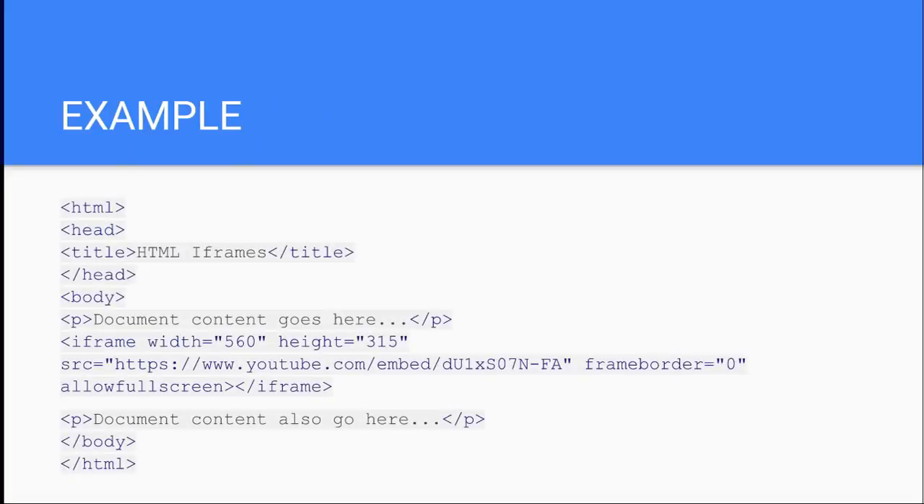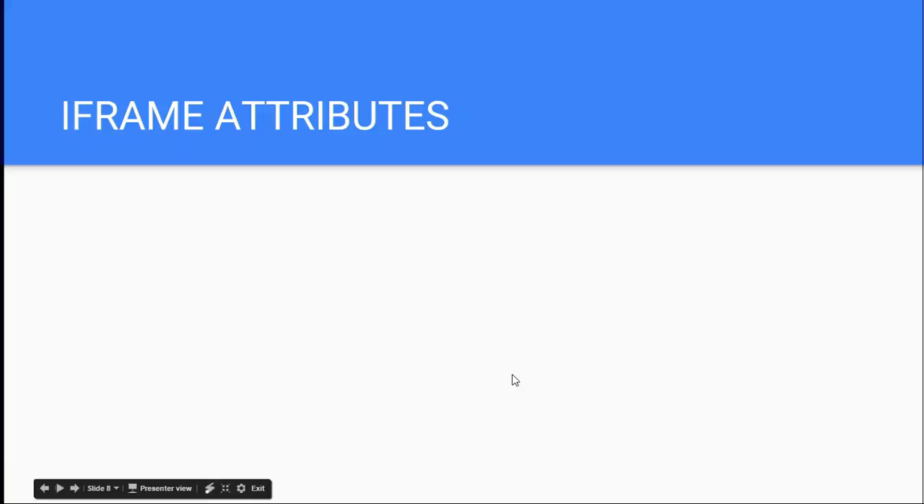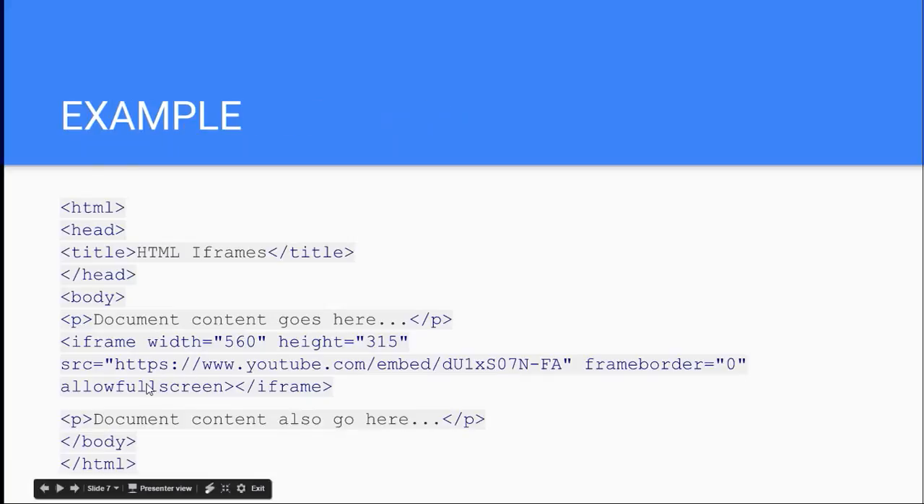Let us see an example for the iframe. In this code, I opened an iframe here with a width of 560 pixels and height of 315 pixels, and I copied a URL, that is a YouTube video, an embedded link. Okay, let's try this and you'll understand it there.